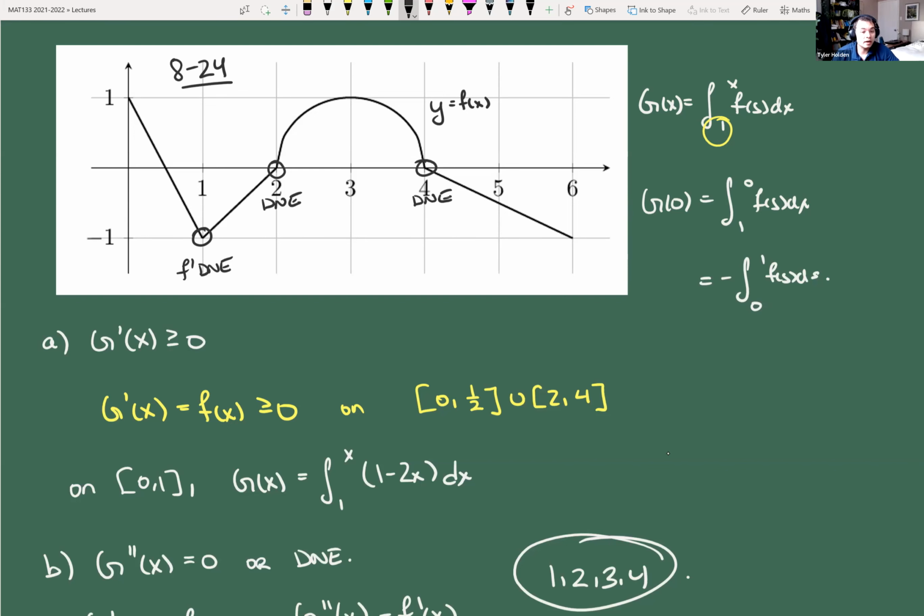And then the other thing is, where is the derivative equal to 0? And the only place where you have that horizontal tangent is right here, right? So here you get f prime of x is equal to 0. Yeah, or where the derivative doesn't exist.